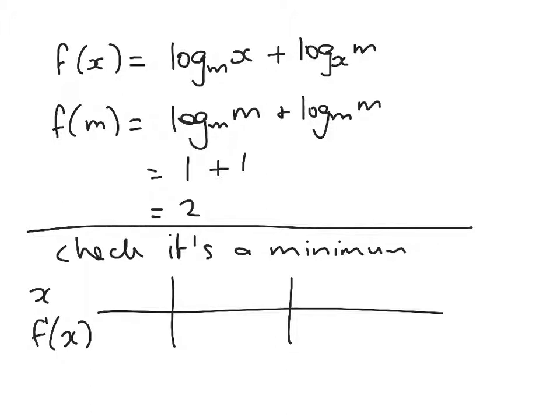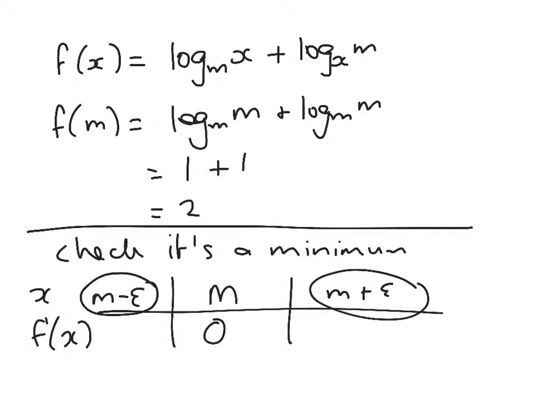Okay, so what we want to do is we've got x is equal to m, and we know that the gradient there is 0. So to show that we found a minimum, what we want to end up with is this. We want to show that the gradient just below m is negative and the gradient just above m is positive. So that's where we're going. We're going to manipulate the gradient expression to show that the gradient here is negative and the gradient here is positive.